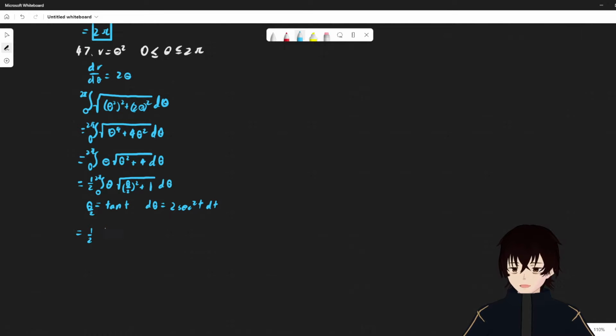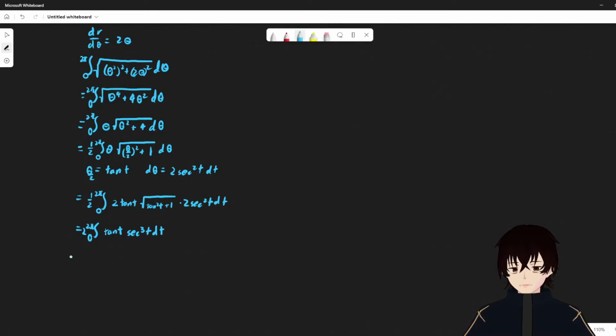Therefore, our integral is 1/2 times the integral from 0 to 2 pi of theta over 2, so theta is 2 tangent t, times the square root of tangent squared t plus 1, which is secant t, and then times 2 secant squared t dt, which is equal to the integral from 0 to 2 pi of, or 2 times that, tangent t secant cubed t dt. Oh dear.